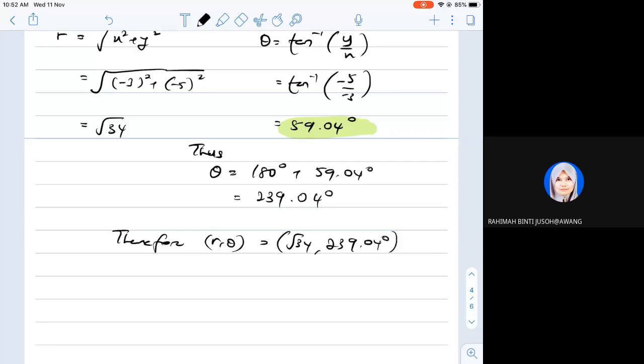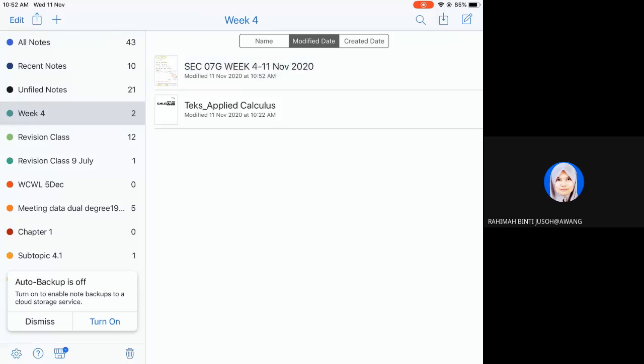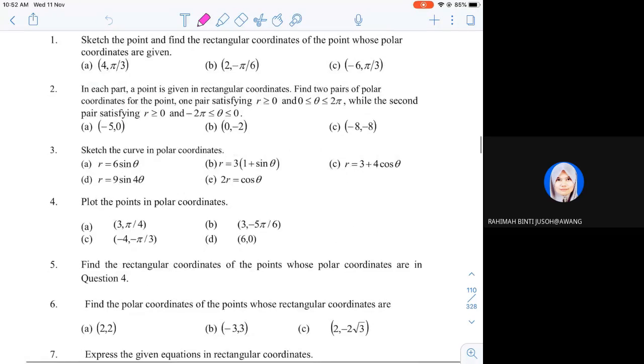So therefore the answer should be r theta equals square root of 34 and 239.04 degrees. This is the correct answer. If you answered 59.04 earlier, your answer is wrong. So that's why it's better for you to plot the coordinate first for this type of question. Understand? Yes. Okay, well done. Very good. Okay, Joe, next question.